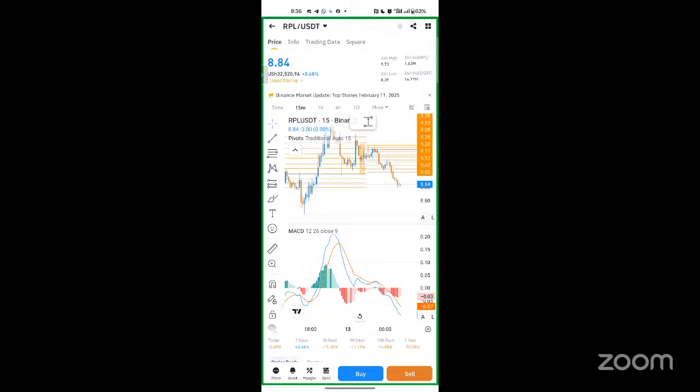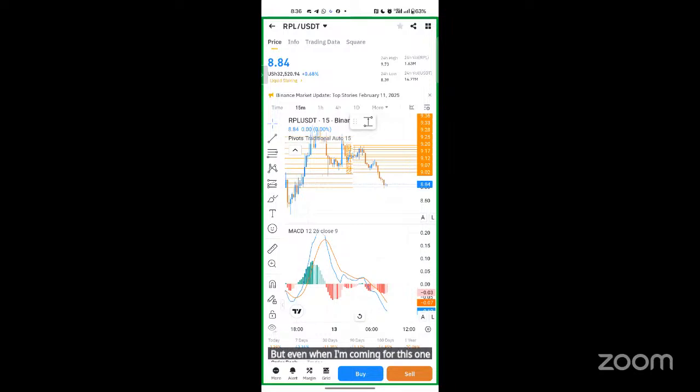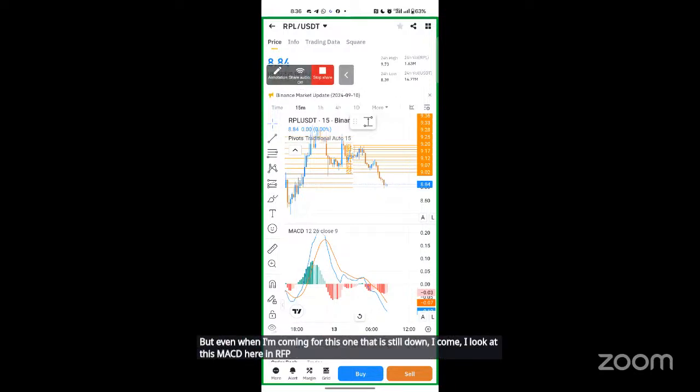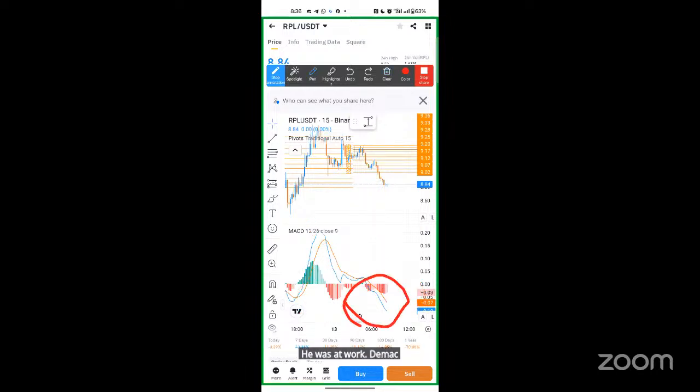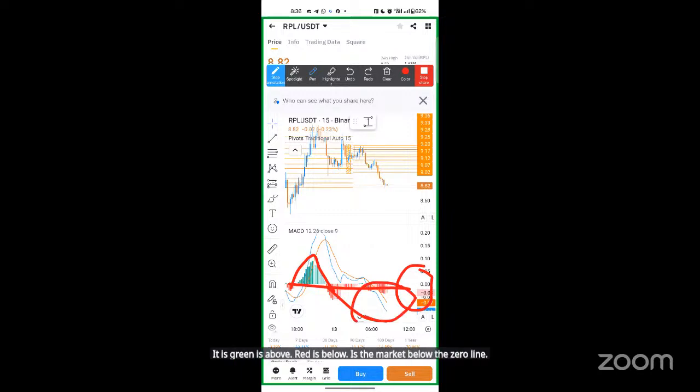But even when I'm coming for this one that is still down, I look at this MACD here in RPL. Look here, friends. Skills at work. The MACD is down here. Give me a yes if it is true. It is below the zero line. The zero line is here. Don't overthink. Green is above. Red is below. Is the MACD below the zero line? Give me a yes in the chat if the MACD is below the zero line.